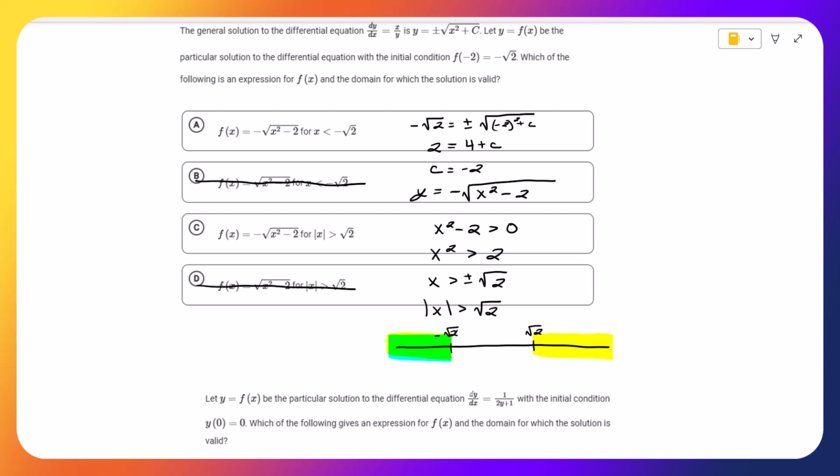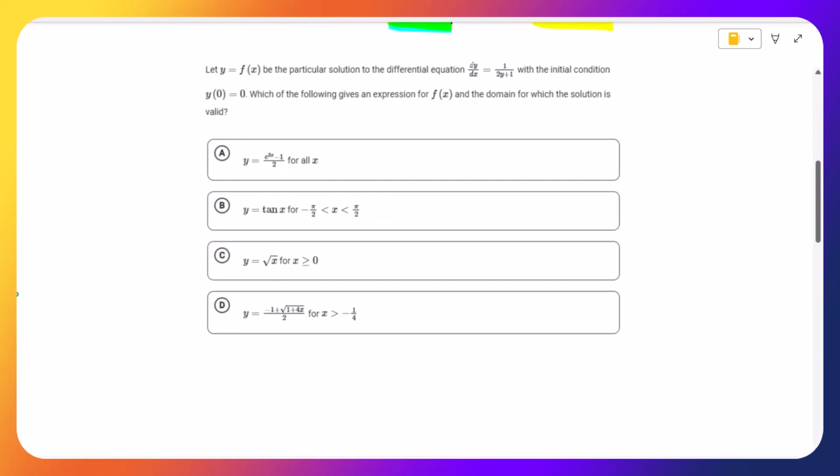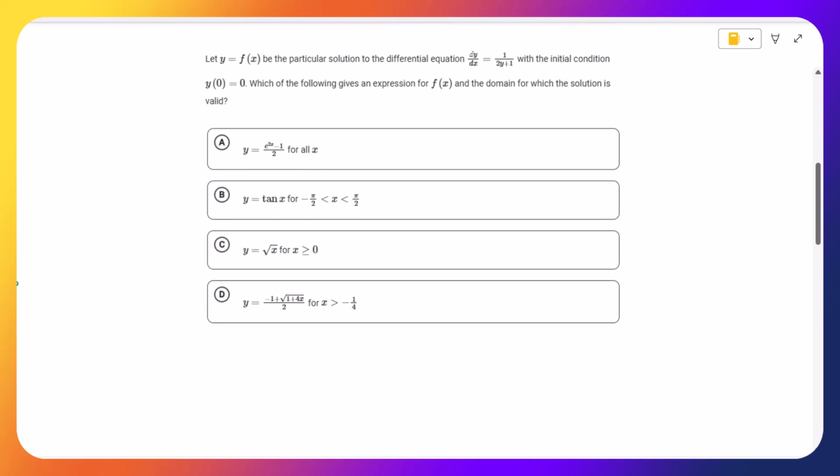I'm just looking for my notes on this next one. Okay, this next one here, same type of problem, but it's a different function. Go ahead and pause the video, try and find the particular solution, and then I'll talk us through the domain, and I'll try and talk us through it a little more clearly than I did before.